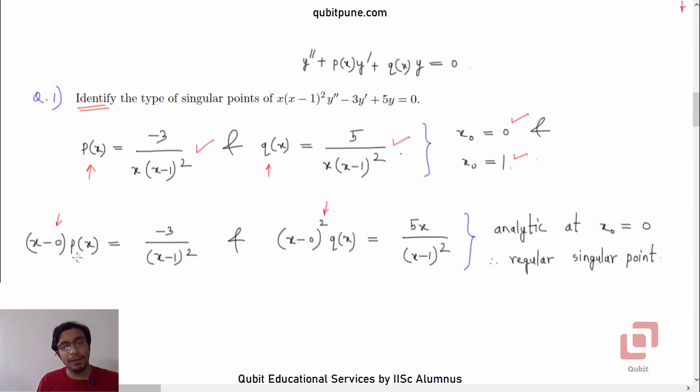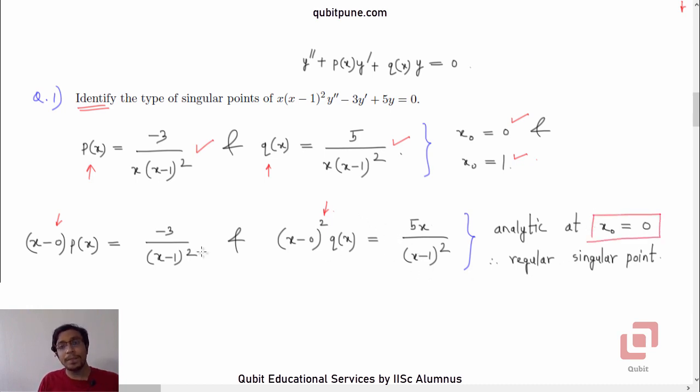Now if we multiply p of x by x, we are going to get minus 3 upon (x minus 1) squared. And if we multiply q of x by x squared, we are going to get 5 into x upon (x minus 1) squared. Although the new functions are still singular at x equal to 1, we are not interested in x equal to 1 in this particular discussion, because we are looking for analyticity at x not equal to 0.